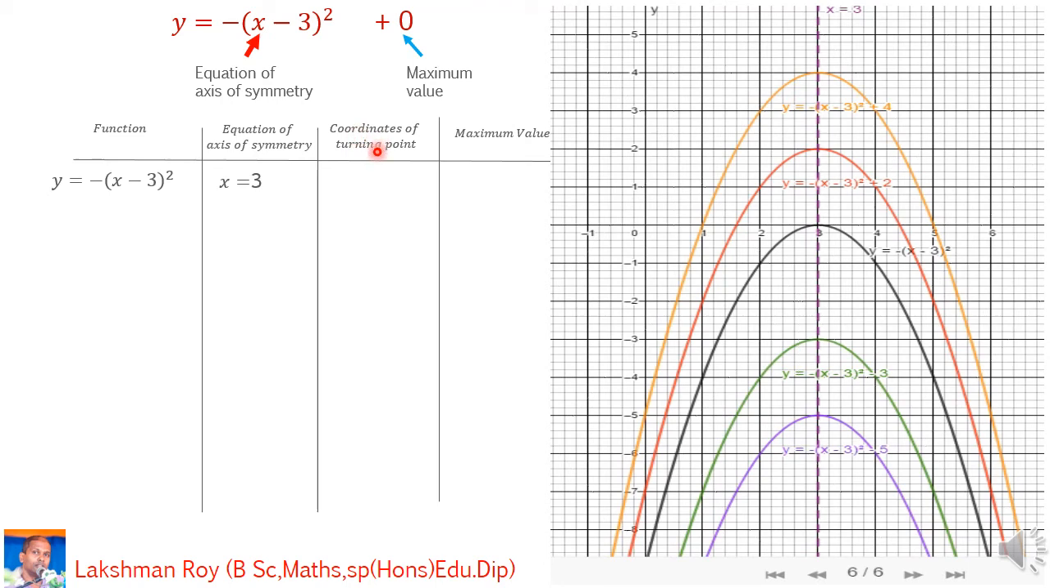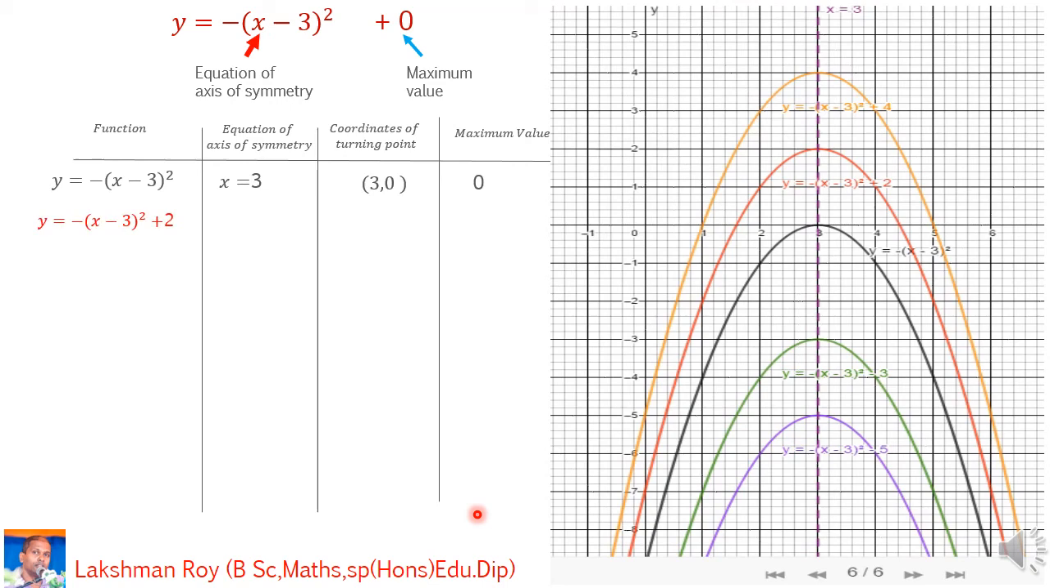Coordinates of the turning point: this is my function, this black one, this is the turning point. See, what is the coordinate of this point? The x coordinate is 3, the y coordinate is 0. So this is the coordinate of the turning point. Then the maximum value: if you draw the graph, the maximum value is 0.